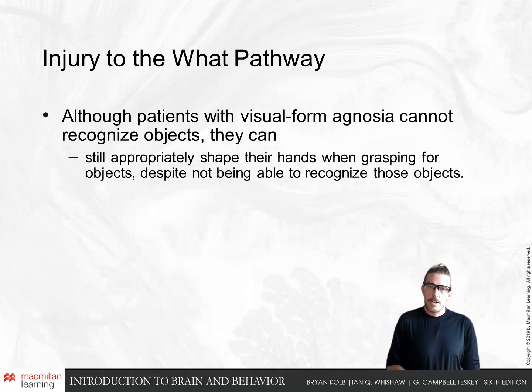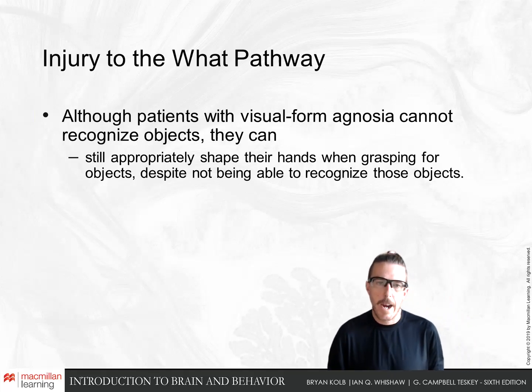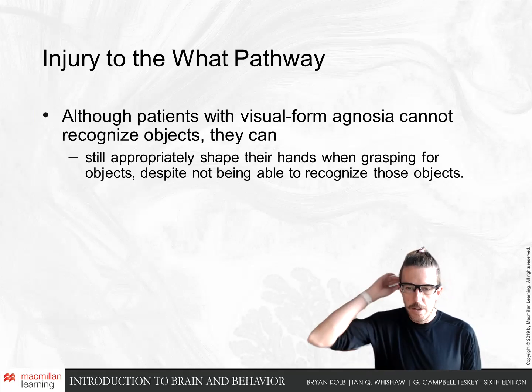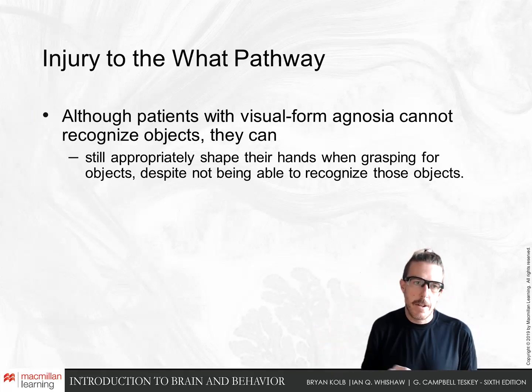Even though these patients can't recognize objects like an apple or a cup, they might still be able to shape their hands appropriately when they reach out and grab them, showing the differential activity of the dorsal stream and the ventral stream, the dorsal stream still functioning while their ventral stream is not.